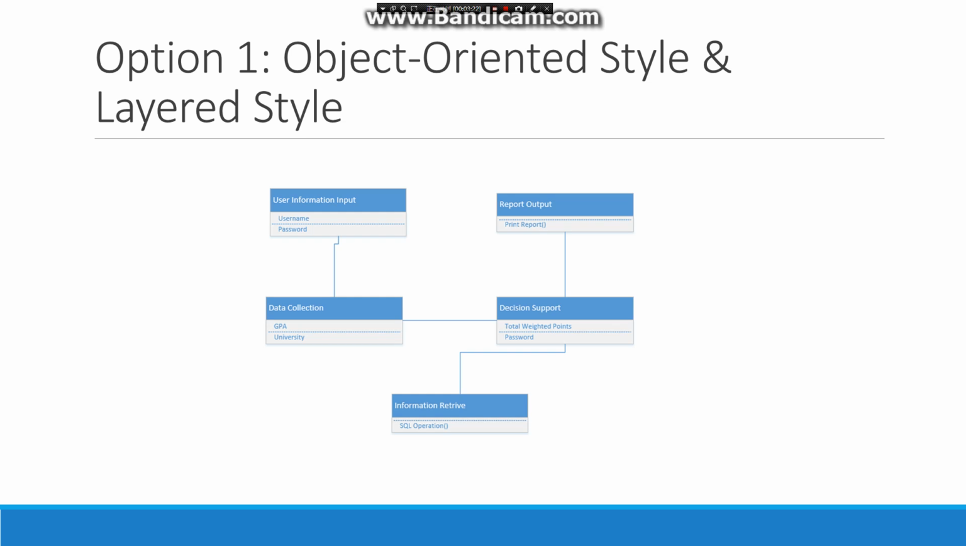And as you can see, the information retrieve has CRUD operations, and decision support has total weighted points. The points decide which graduate program the system will recommend to the users. And the report output has the function called print report, and it will print the results of the recommendation.